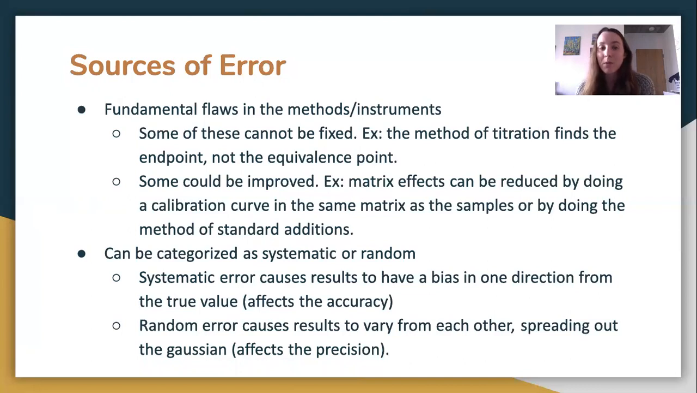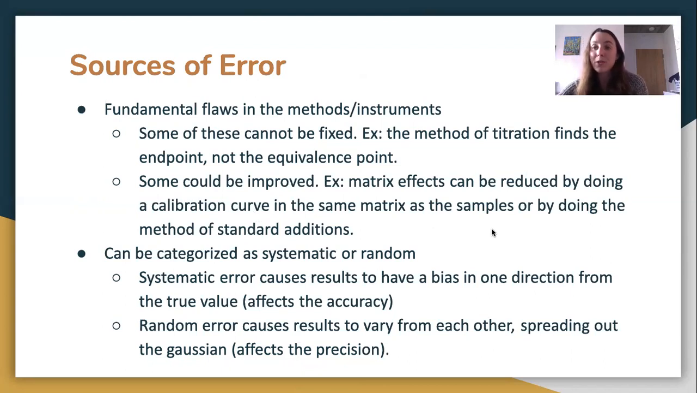Another example would be one that could potentially be improved a bit more, like matrix effects, which we'll talk about in this class plenty. So if you experienced matrix effects, maybe you could do the experiment differently, use a different method, maybe take a calibration curve method, or method of standard additions, or some other method to fix the problem.